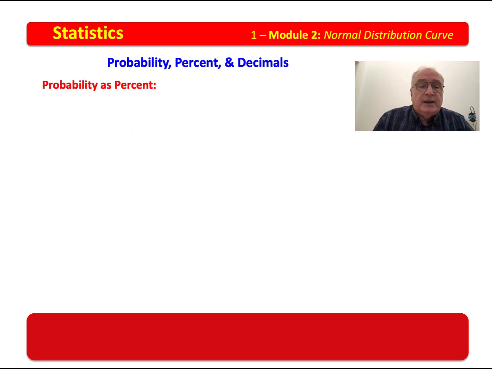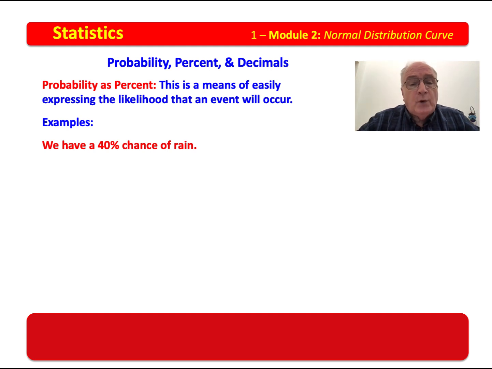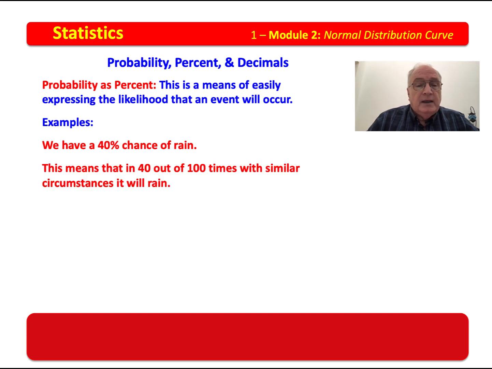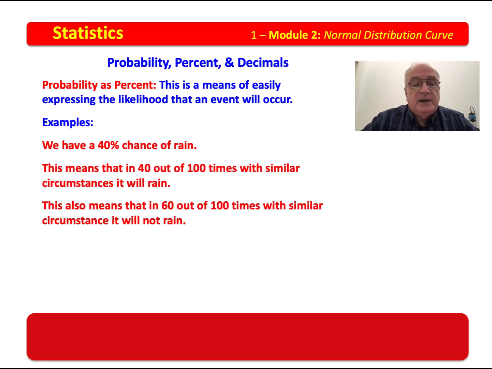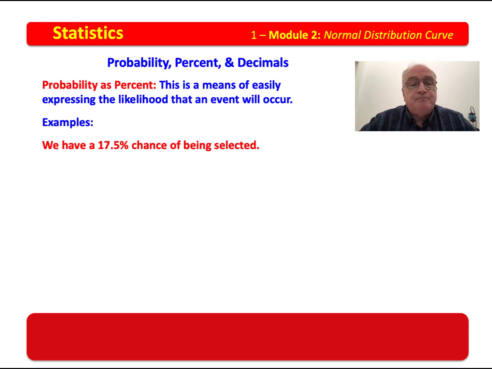This is a very common thing. Now, probability as percent is a means of easily expressing the likelihood that an event will occur. Example: we have a 40% chance of rain. That means 40 out of 100 times we will get rain in similar circumstances. This means that in 60 out of 100 times, in similar circumstances, it will not rain. The chance that it will rain and that it will not rain add up to 100%. Look, it's either going to rain or it's not going to rain. Probabilities are very easy to understand.